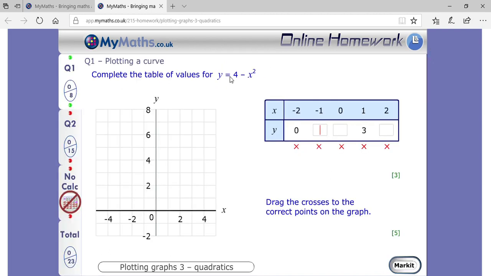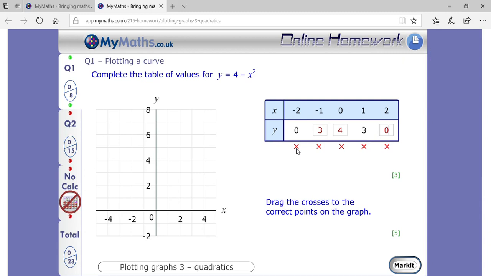Okay, 4 minus x square, here is your equation. The values of x that the computer is taking randomly are minus 2, minus 1, 0, 1, 2. What will be the value of y? When x is minus 2, y is 0. When x is minus 1, y is 3. When x is 0, y is 4. When x is 1, y is 3. And when you plug in 2, then 0.